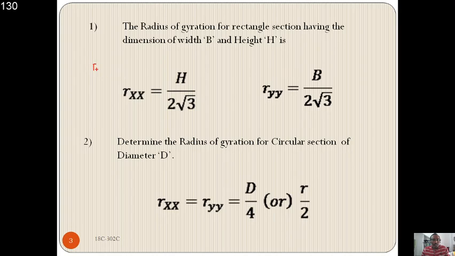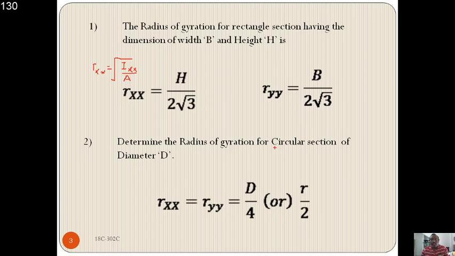So we know that rxx is equal to square root of Ixx by A. Substituting all those values, Ixx is equal to bh cube by 12 and area is equal to bh, then you will get rxx equal to h by root 12, that is h by 2 root 3. Similarly, ryy gives us b by 2 root 3.